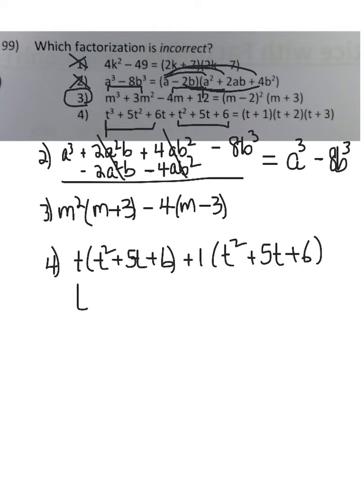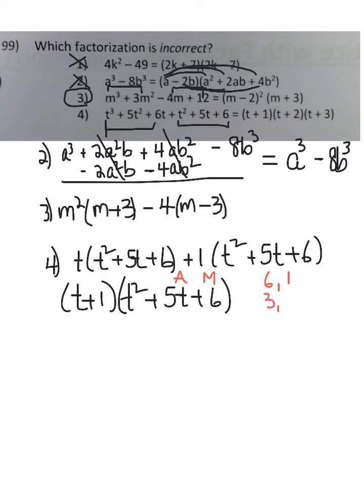Now we take our two GCFs, put them in one set of parentheses, and then we take our t squared plus 5t plus 6 and put it in another set of parentheses, just like that. I'm going to look at this and say that's a trinomial. There's no GCF in here, so I know I'm going to do AM. What multiplies to 6? 6 and 1 does, and so does 3 and 2.